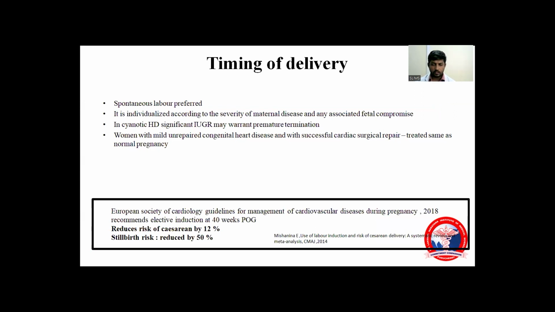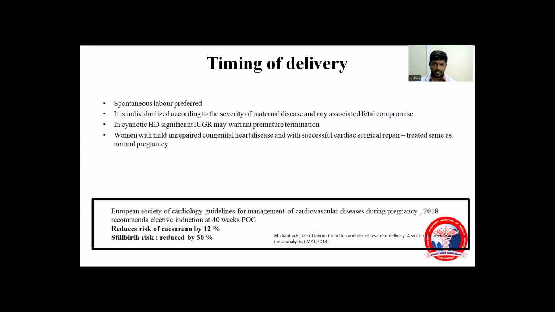Timing of delivery is not mandatory, and the preferred method is when the patient comes to you with spontaneous labor, and it is individualized according to severity of maternal disease and any other fetal compromise. In cyanotic heart disease, there can be significant IUGR that may warrant premature termination, that may be at 37 to 38 weeks of gestation. And women with mild unrepaired congenital heart disease and with successful cardiac surgical repair are treated as a normal pregnancy.